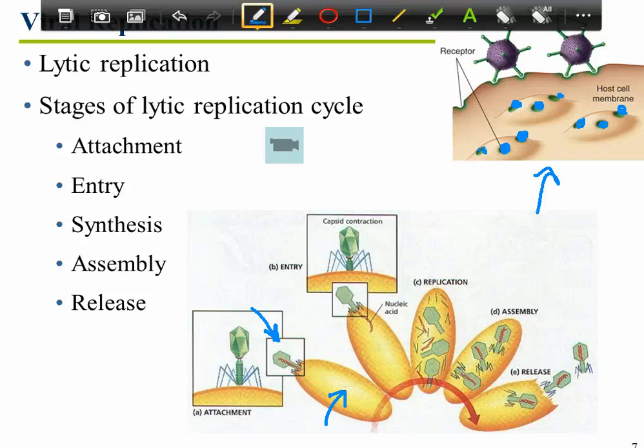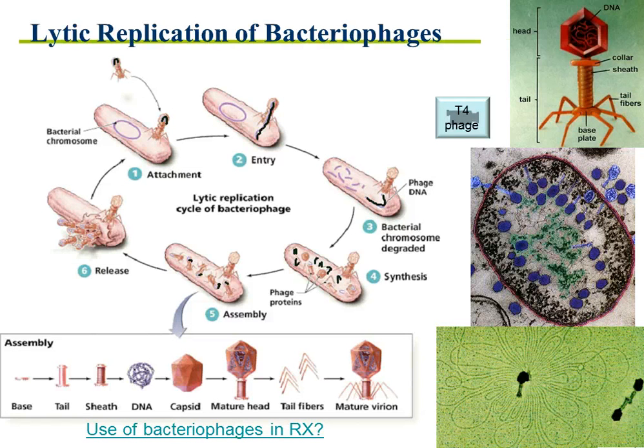Once attachment has occurred, the nucleic acid will go into the host cell. So there you see it right there. That's called entry. Then the host cell reads the genes of the viral genome and replicates, creates all the pieces of the virus, and then assembly, putting them all together, and then release, and there's your lysis of the host cell right there. Now there are some variations of that, but that's the basic one.